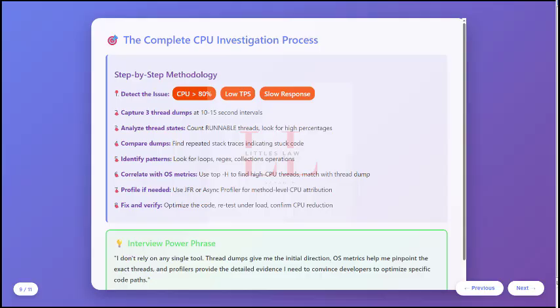And my interview power phrase for you is, you can always tell them that I don't rely on any single tool. Thread dumps give me the initial direction, the OS metrics help me pinpoint the exact threads, and profilers provide the detailed evidence which I need to convince developers to optimize the specific code path. This shows you understand that it's not about knowing one tool, it's about combining multiple techniques to build an airtight case for the problem and the solution.